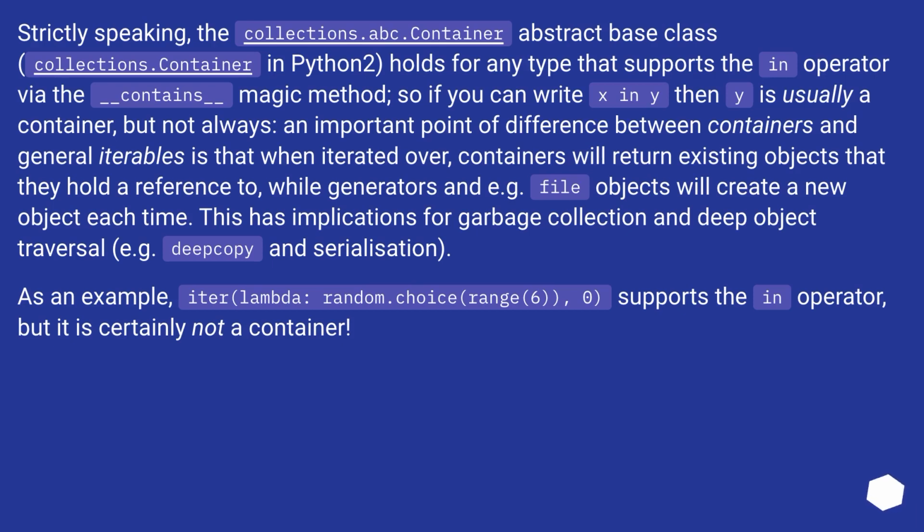An important point of difference between containers and general iterables is that when iterated over, containers will return existing objects that they hold a reference to, while generators and, for example, file objects will create a new object each time. This has implications for garbage collection and deep object traversal, for example deepcopy and serialization. As an example, iter(lambda: random.choice(range(6)), 0) supports the in operator, but it is certainly not a container.